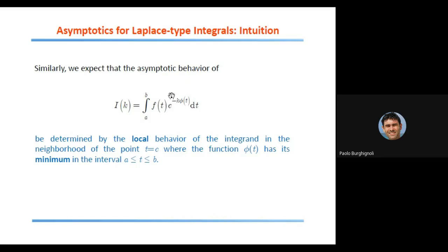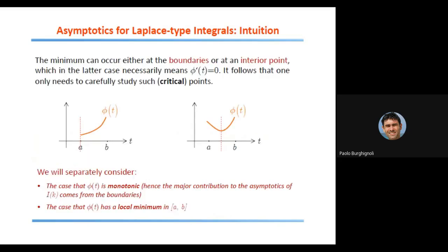Okay, because of the nature of the exponential, which has a minus in the exponent, the larger is phi, the more negligible is the exponential when k is large. Okay, let's see how to do that in practice in exact terms. We will distinguish two cases.